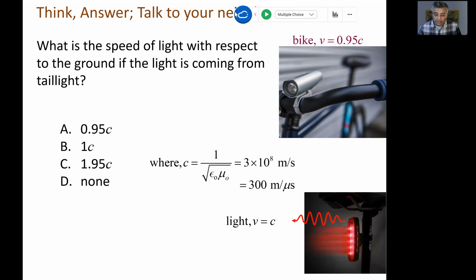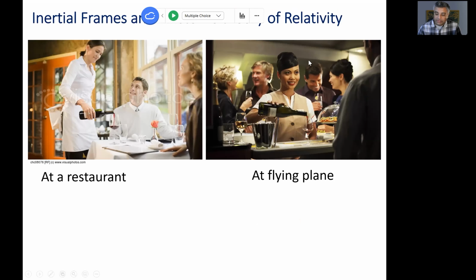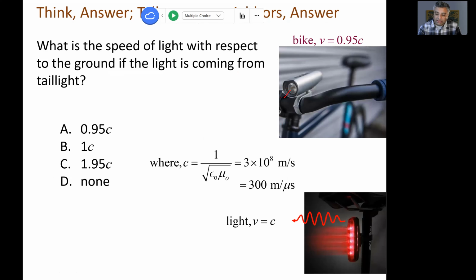Okay, here is another question. So what do you think? And you have a minute again. So remember in the previous question, light was moving in the same direction as the bike. Here it's moving opposite, and the speed of the bike is still the same. So you have a minute to answer this question as well.